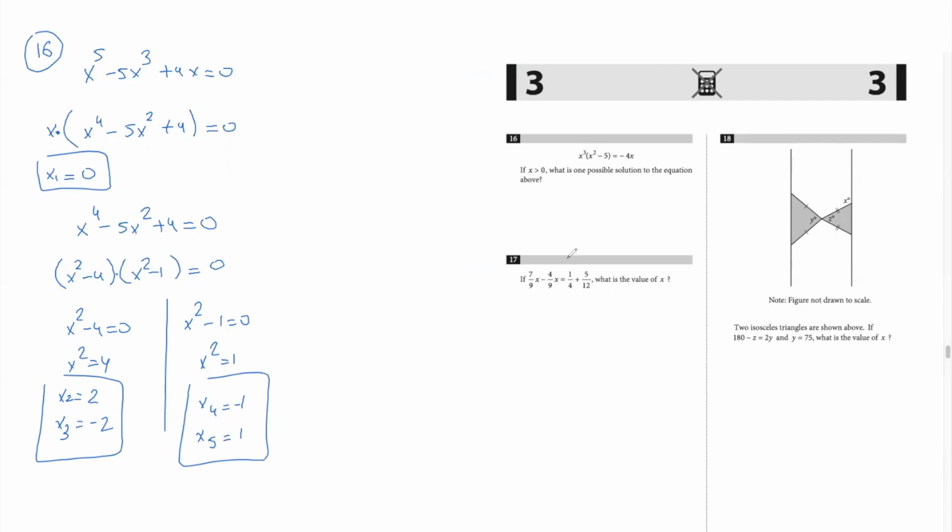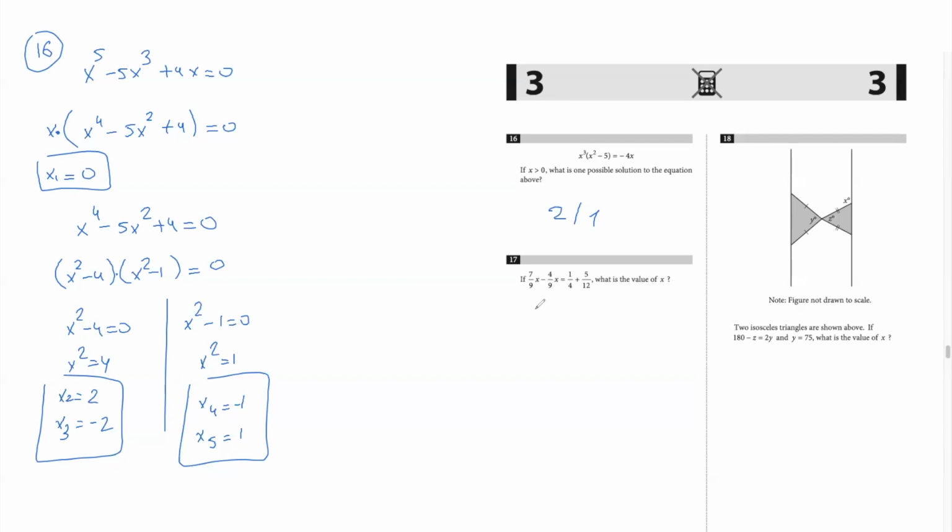We got 5 roots. Let's say x is greater than 0. What's one possible solution to the equation? Greater than 0, we got 2 and 1. Both are the answers. Question 17, what's the value of x?